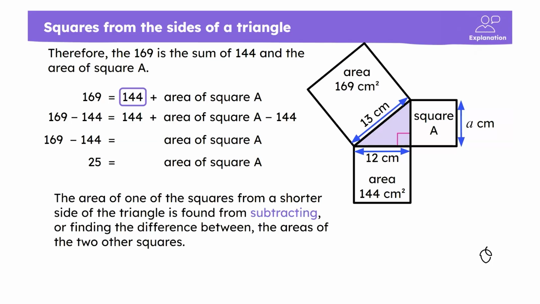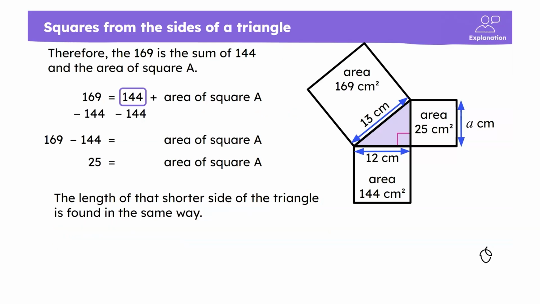Rather than adding when finding the area of the hypotenuse, the area of one of the smaller squares is found from subtracting, or finding the difference between, the area of the largest square from the hypotenuse and the area of the other smaller square. And as always, the length of the side of a square is found by square rooting the area of that square. So the square root of 25 is 5. 5 centimetres being the length of one side of that square, and also the shorter side of that triangle.